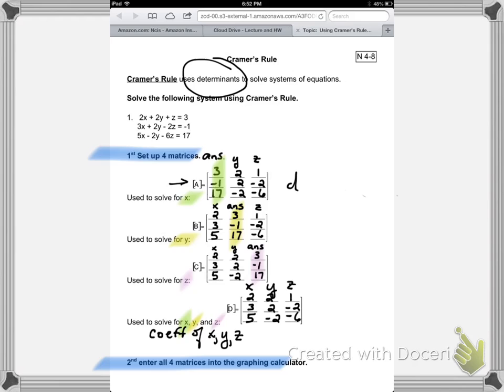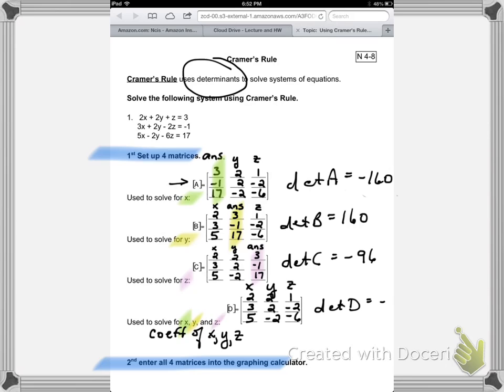The determinant for A was -160. The determinant for B should have been +160. The determinant for C was -96, and the determinant for D is -32. Okay? And let me go back and put that where it will show up. I think it was off the screen. Okay.